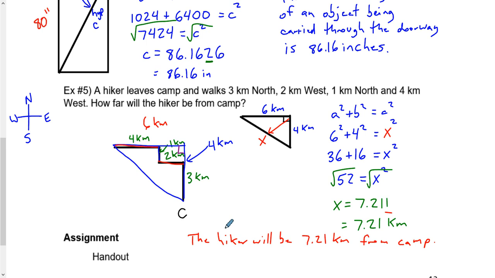Of course, that can be taken further. For example, talk about speeds of travel and all that jazz. But this one, we just need to know from the camp. Here's our hiker. He'll be 7.21 kilometers away.